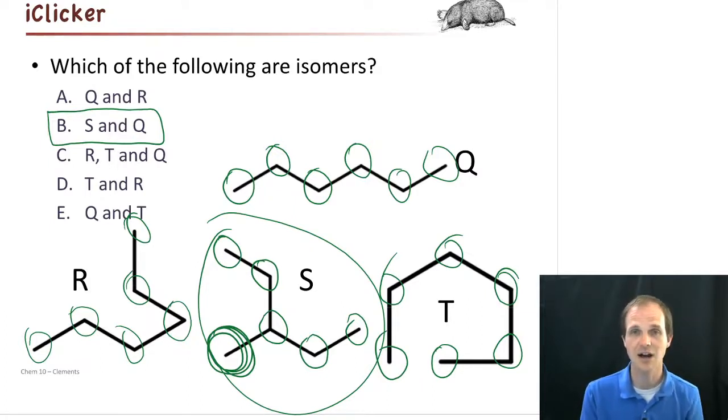Q, T, and R are conformers of each other. They are just rotations of the same molecule. All right, thank you.